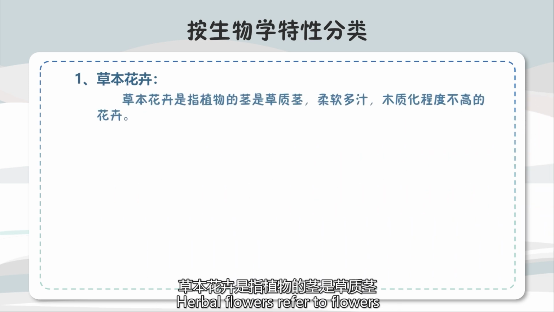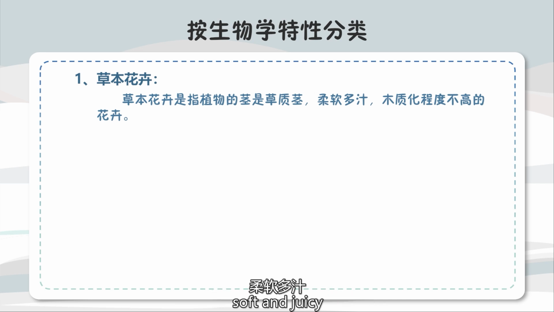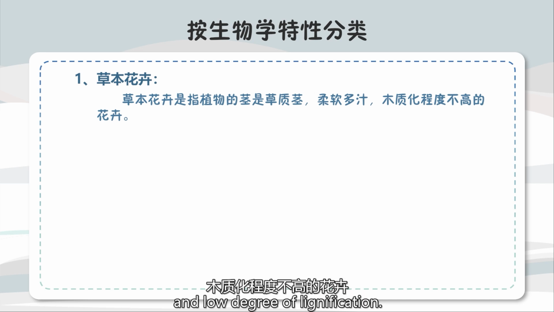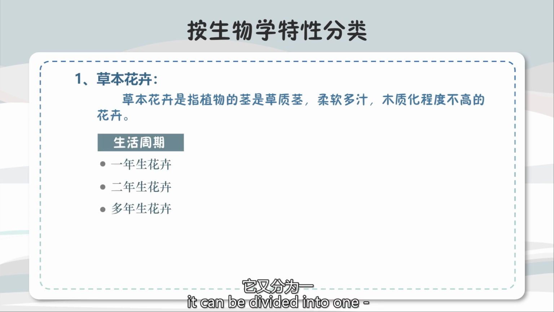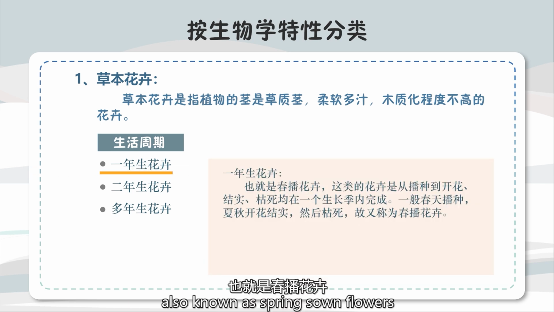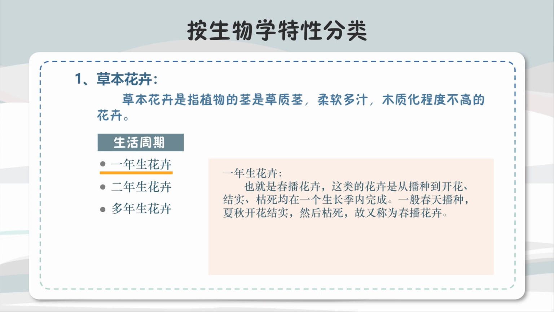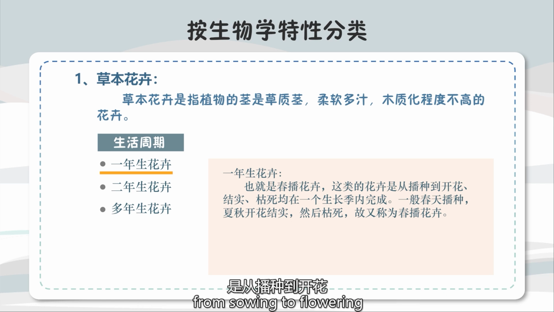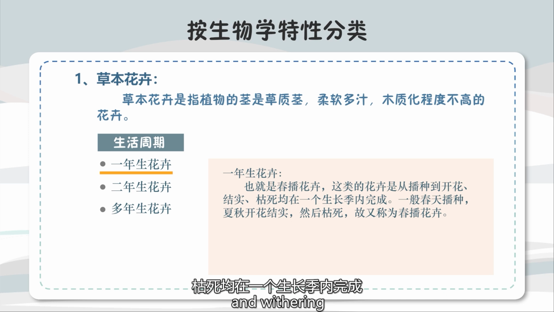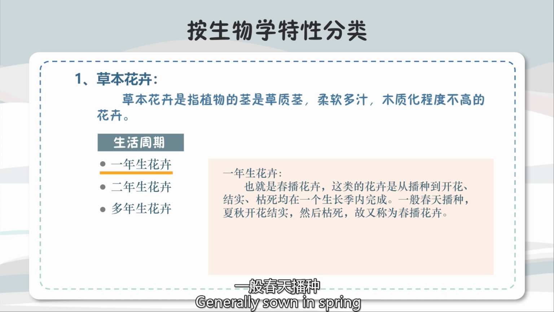First, herbaceous flowers refer to flowers with grass-like stems, soft and juicy, and a low degree of lignification. According to its life cycle, it can be divided into annual, biennial, or perennial flowers. First, annual flowers, also known as spring sunflowers, are completed within 1 growing season from sowing to flowering, fruiting, and withering, generally sown in spring.